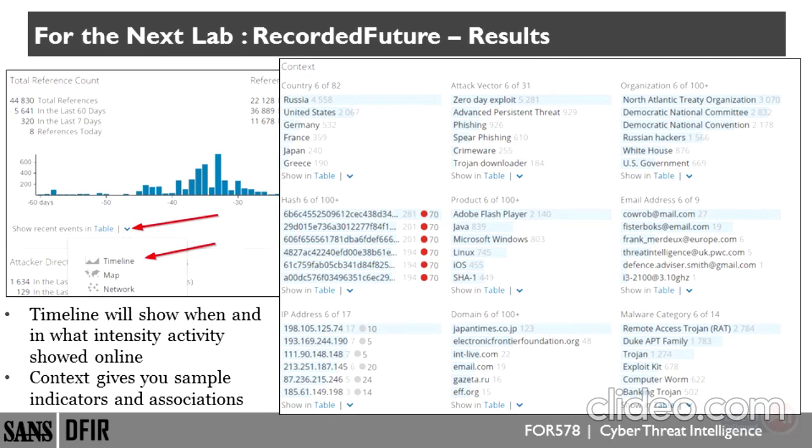So I could view the timeline and map and all that, but I also want this context. They have these little context cards. And say, hey, look, here are a lot of the hashes that have been mentioned. These hashes are mentioned in context with Sofacy.